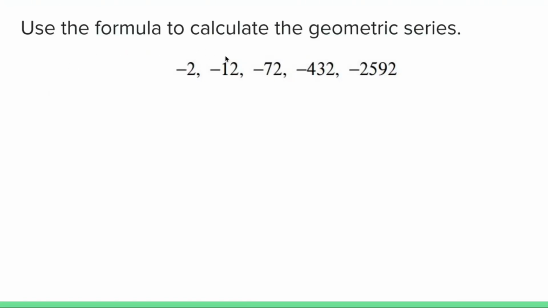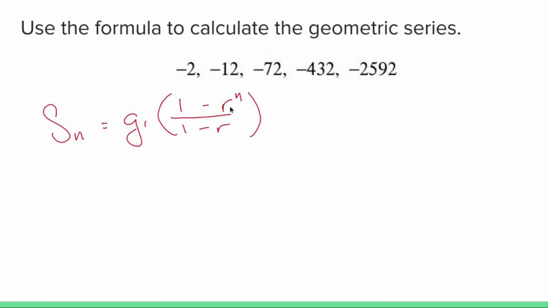Use the formula to calculate the geometric series. Well, the formula for a geometric series is S sub n equals G sub 1. Now, a lot of teachers might use A sub 1, but G is for geometric, and if you're thinking pre-calculus thoughts, you're going to use G's for geometric. It's all the same. 1 minus r to the n over 1 minus r.